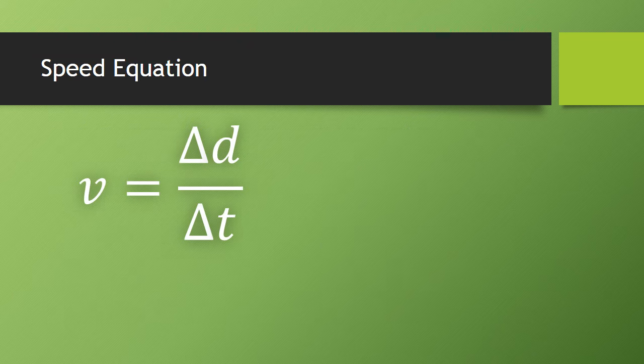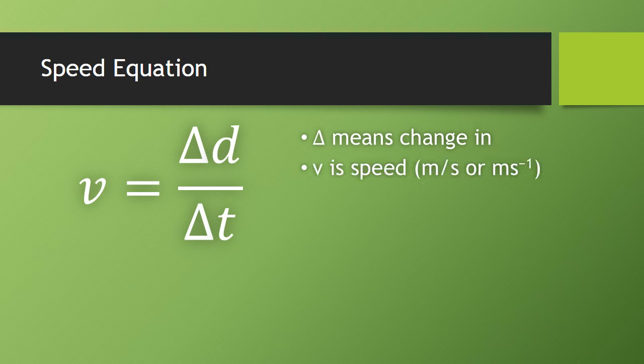Speed is equal to the change in distance over the change in time. Or as it's written there in symbols, v, which is the speed in meters per second, is equal to the change, which is that little triangle, in d, which stands for distance, over the change in time t. And we can see there too the units, meters per second, which you can write in one of two ways, meters for distance and seconds for time.